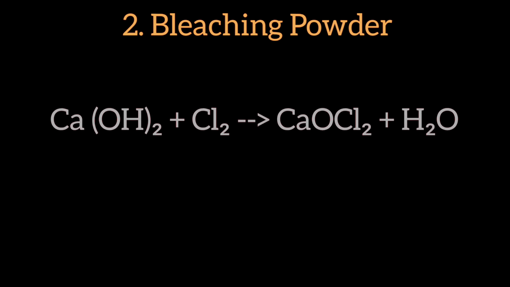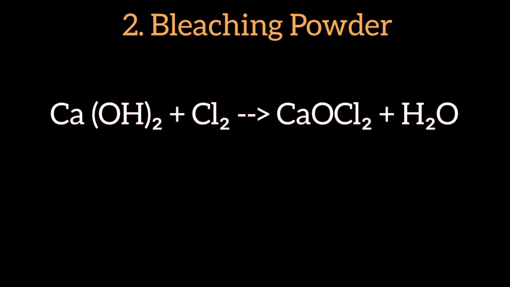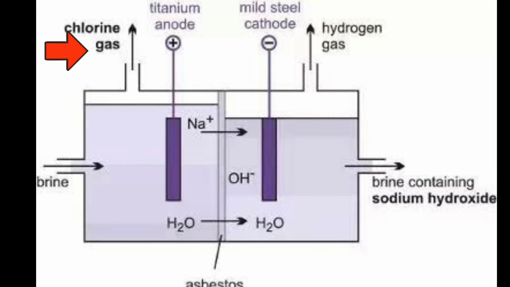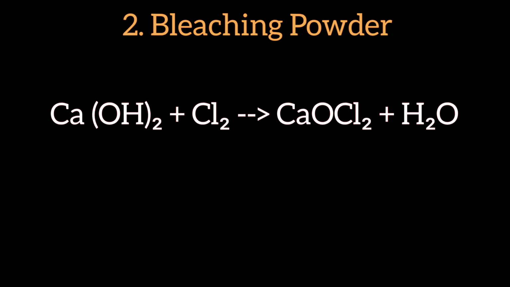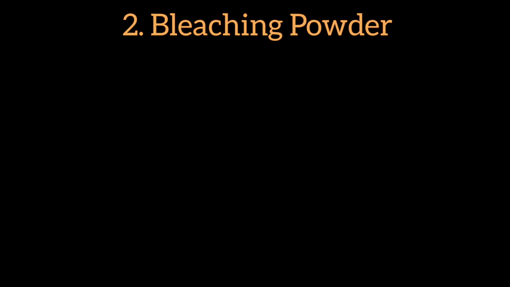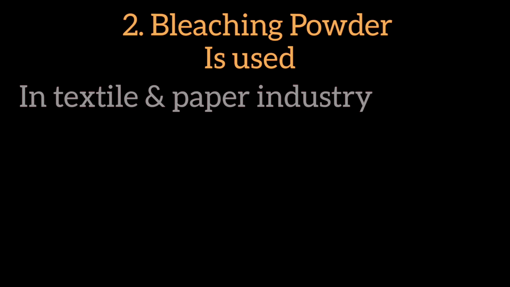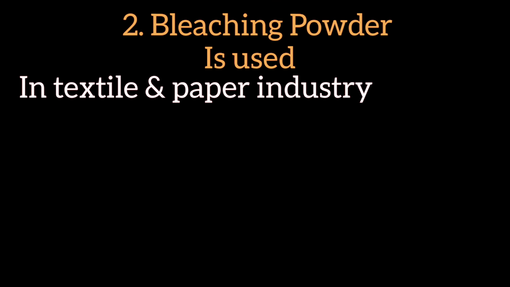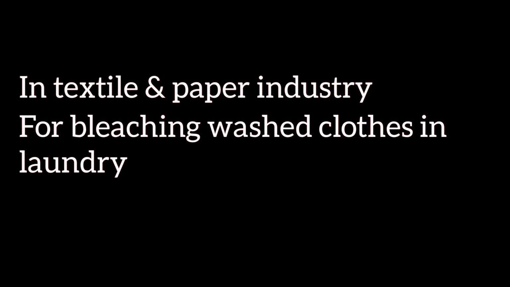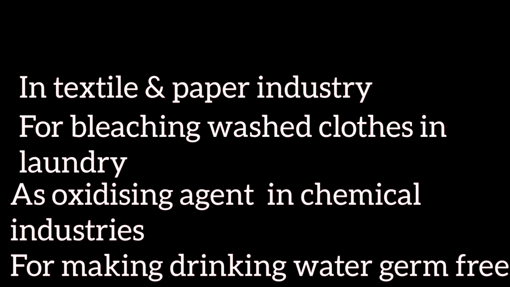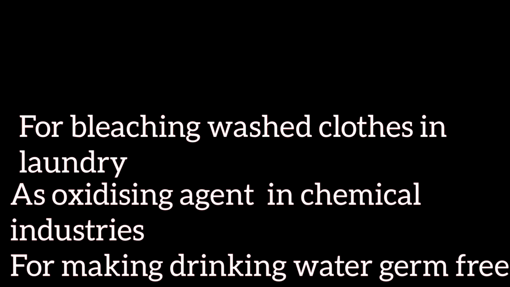Second is bleaching powder. Bleaching powder is prepared by the action of chlorine on dry slaked lime, that is calcium hydroxide. And this chlorine gas is produced by electrolysis of sodium chloride. Bleaching powder is represented as CaOCl2. Bleaching powder is used in textile and paper industry, for bleaching washed clothes in laundry, as oxidizing agent in chemical industries, and for making drinking water germ free.